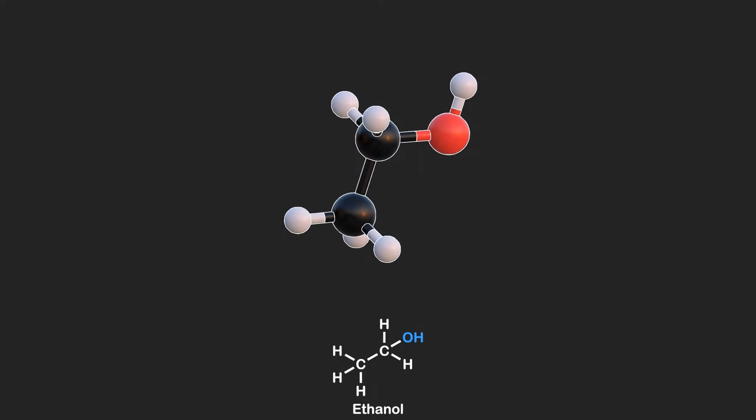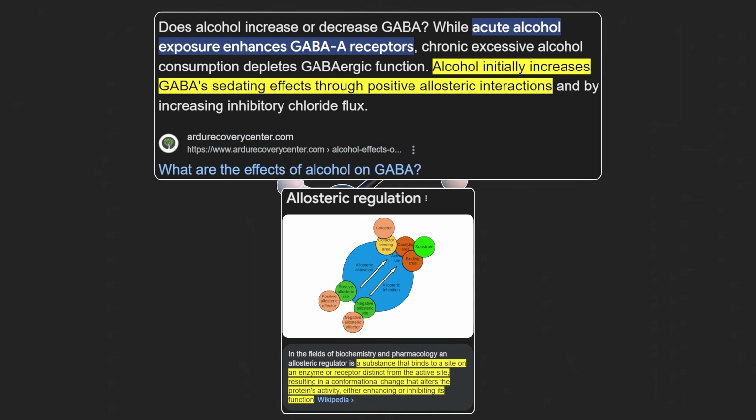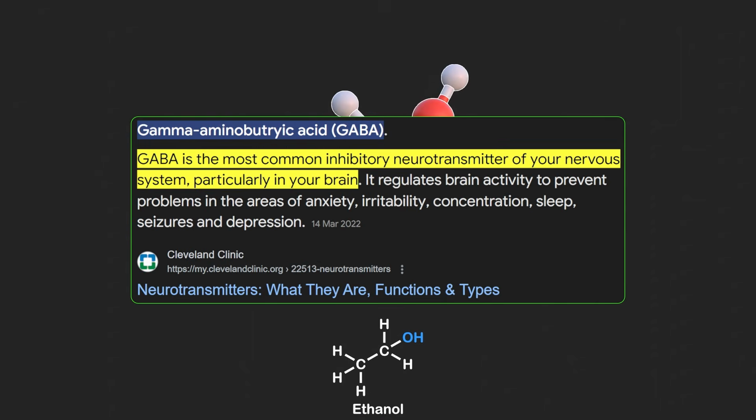CH3CH2OH. According to the World Health Organization, alcohol is a depressant and is classified as a toxic, psychoactive, dependence-producing, and carcinogenic substance. It works by increasing the level of the neurotransmitter GABA, gamma-aminobutyric acid, the major inhibitory neurotransmitter in the brain. Through this, central nervous system activity is suppressed.